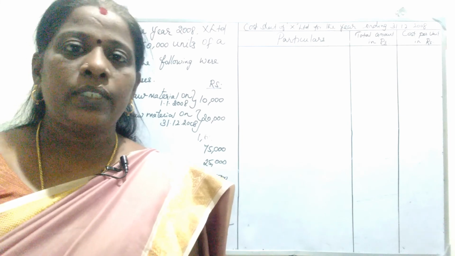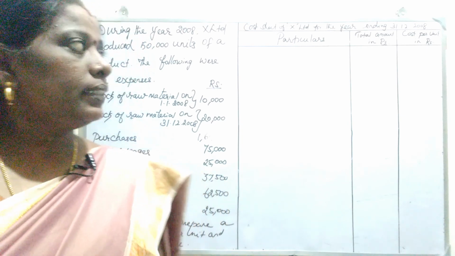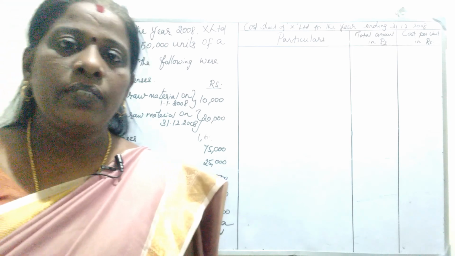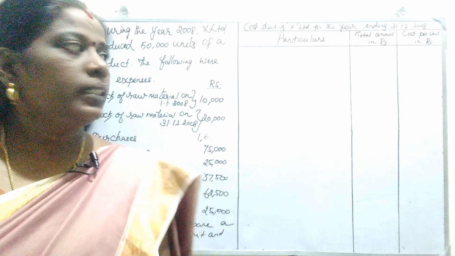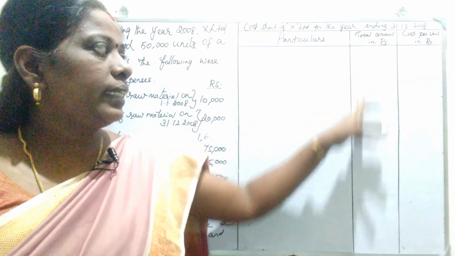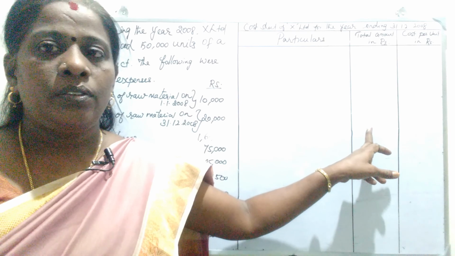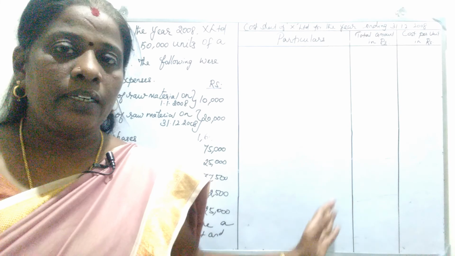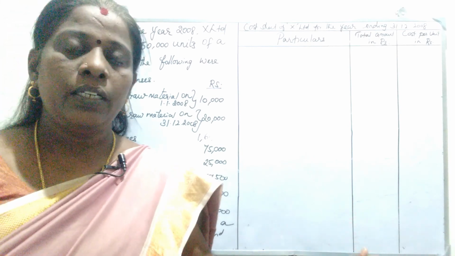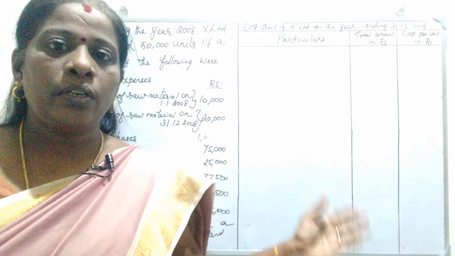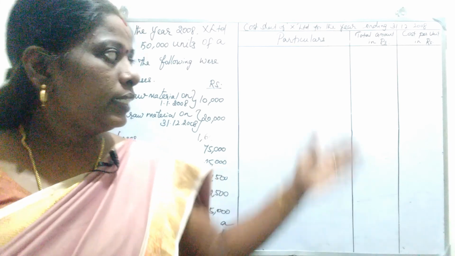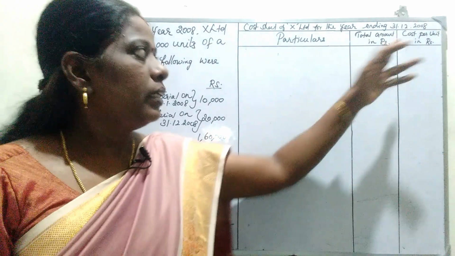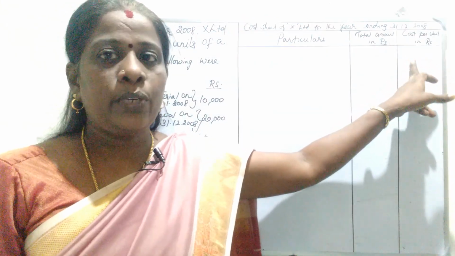This is SAS Accountancy. In this class, we see the cost sheet practical problem. In the previous class, I explained the cost sheet, that is what expenses are used for the production process and how the total expenses are found, and at last we find the profit by deducting the total cost from the sales. So that is a different problem. In this cost sheet, mainly we are finding the cost per unit value.